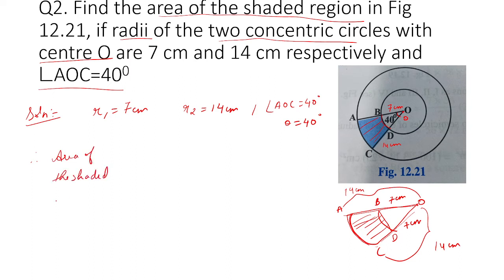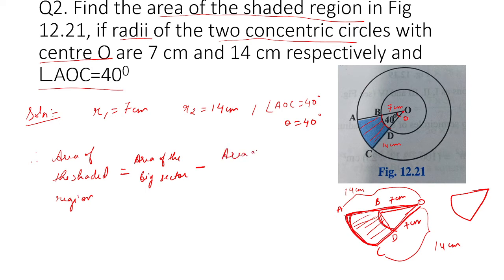So the area of the shaded region, like I said, is going to be equal to the area of the bigger sector first. See, I take the area of the big sector, minus the area of the smaller sector. Remember, a sector looks like a pie, like a pizza, right? When you slice it out, it looks like that. So this is the big sector, and let's take the smaller one as the small sector.